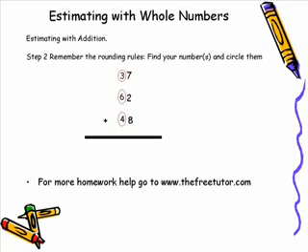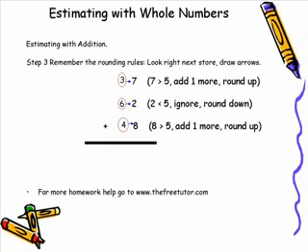As you can see, each digit in the tens place in our numbers is circled: the 3, the 6, and the 4. Remember the rest of the poem. The poem says look right next door. As you can see, I've drawn arrows from my circled numbers to the numbers to the right. And then remember the rest of the poem. 4 or less, just ignore. 5 or more, add 1 more. 7 is greater than 5, so we'll add 1 more there, or round up.